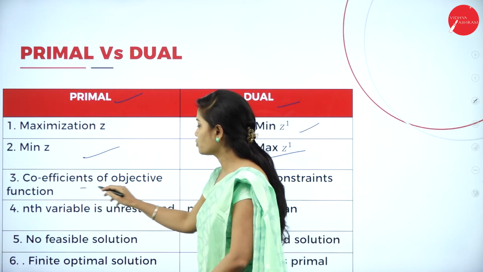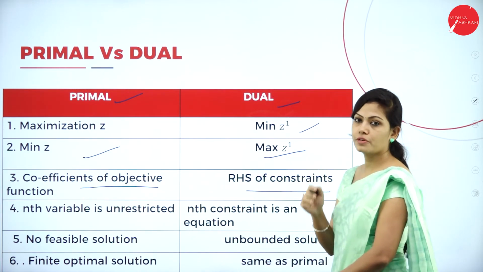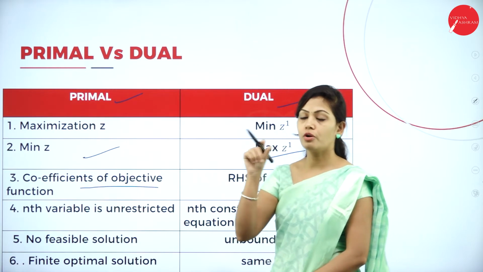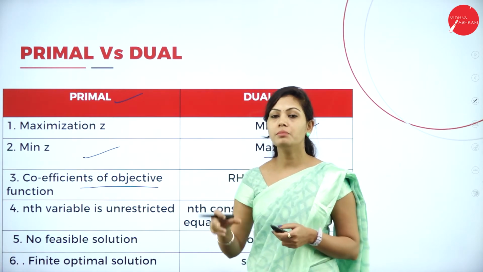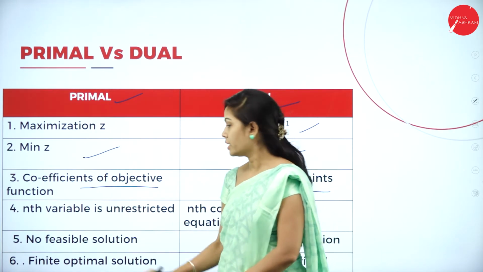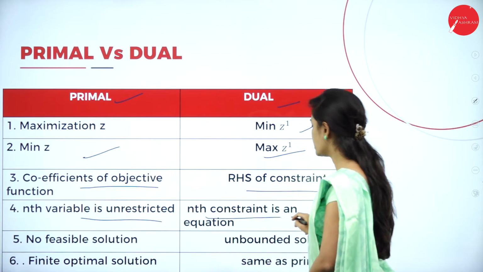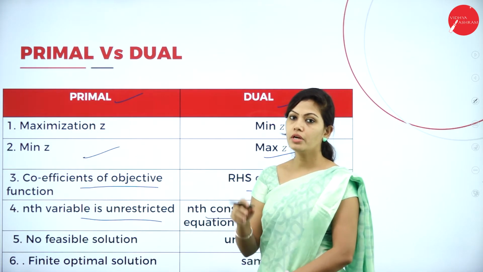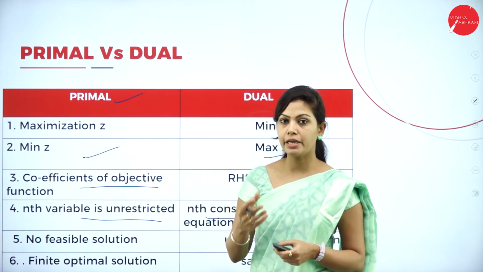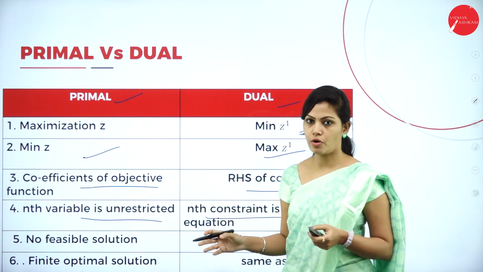And the coefficients of the objective function change to the RHS of the constraints. The coefficients of the objective function will become the RHS of the constraints in the dual problem. And if the nth variable is unrestricted, the nth constraint is an equation. So if your variable is unrestricted in primal, it will become an equation in dual form.